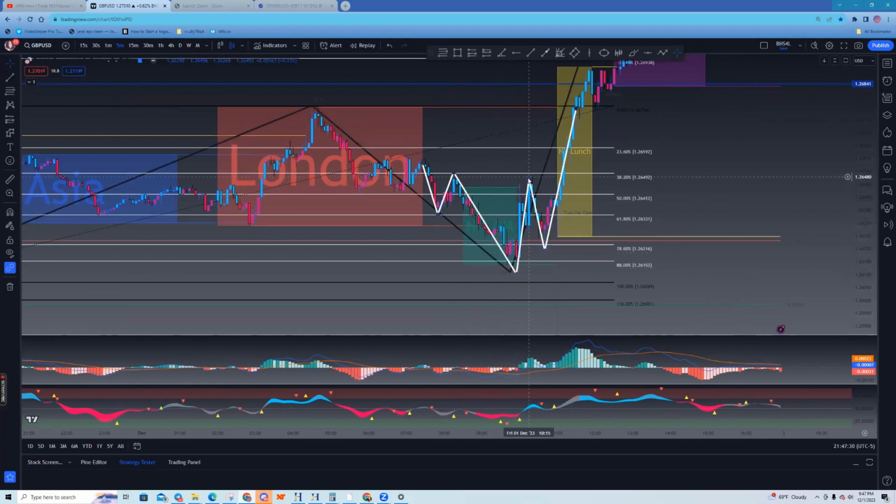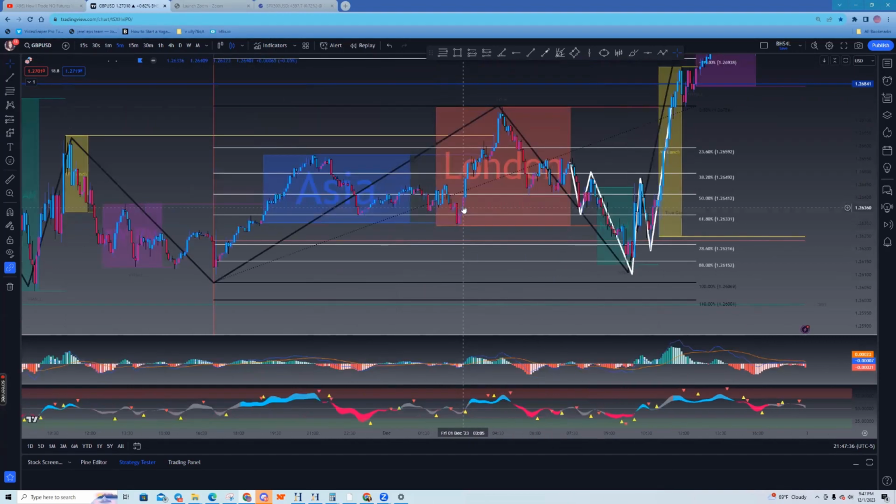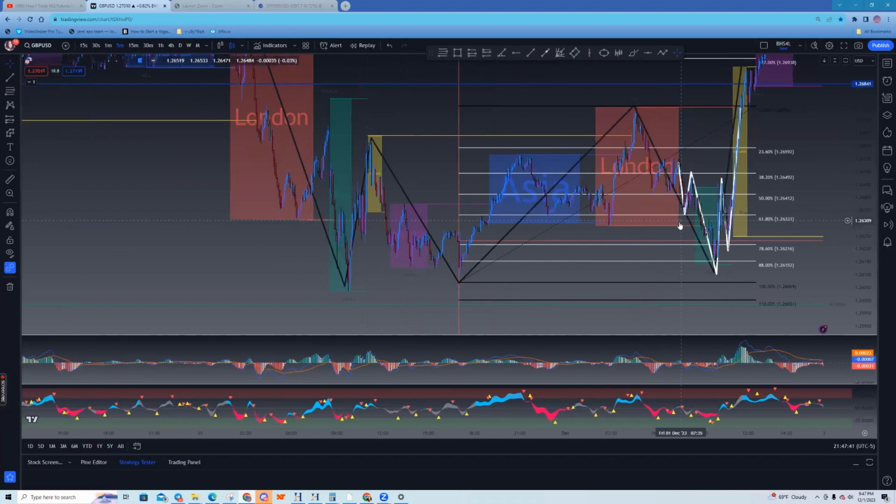So yeah, I would have seen this. I would have got this pullback. I would have been looking for that trend line break, because I've already gotten my confirmation for buys here.